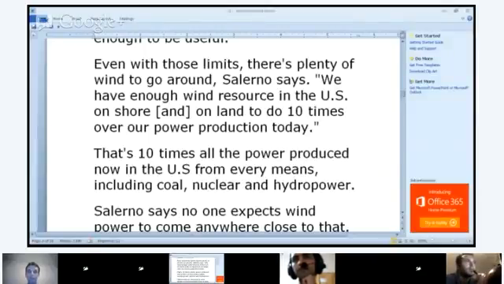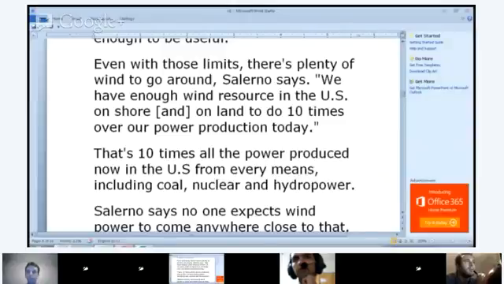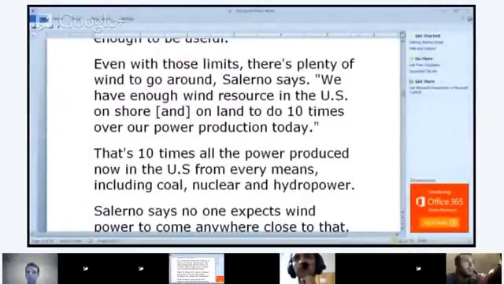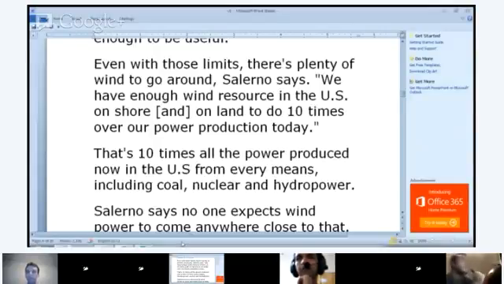What did they just say in the article? That there is a lot of wind, a lot of places with wind. Right, exactly. A lot of potential, and how much? 10 times over our power production today. So if you take all the electricity produced in the United States right now, including everything, coal, nuclear power, hydropower, everything, you could produce 10 times as much with wind power alone.